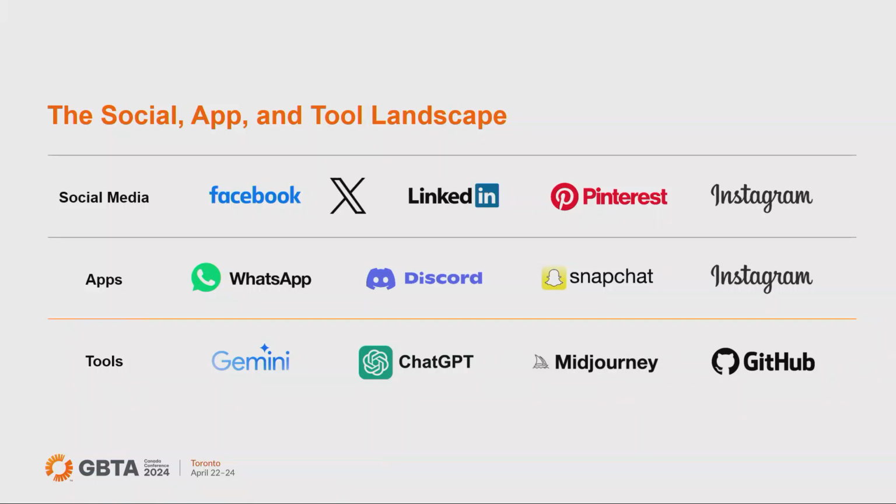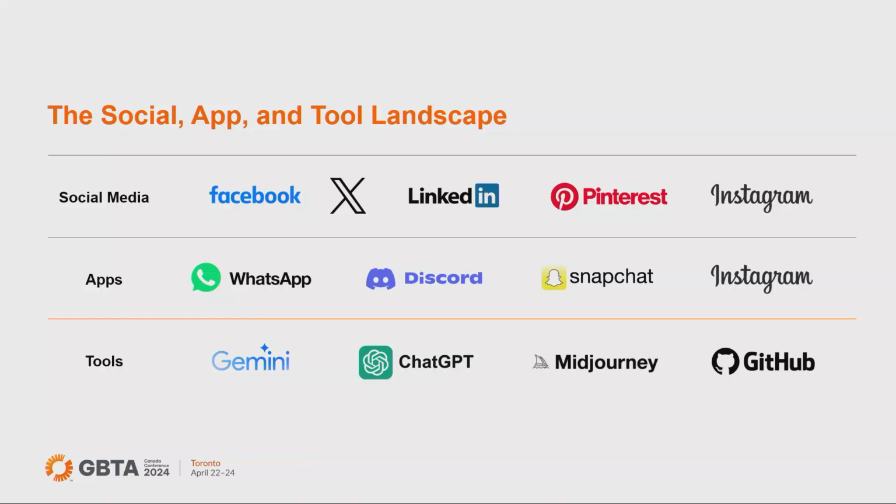So social apps, communication apps, and then some tools. Facebook, X, LinkedIn, Pinterest, and Instagram probably all look very familiar to you. X, of course, is formerly Twitter. Communication apps: WhatsApp, Discord, Snapchat, and also Instagram, for example, can be used as a communication app. My daughters used it as a chat platform before they had their own cell phones.